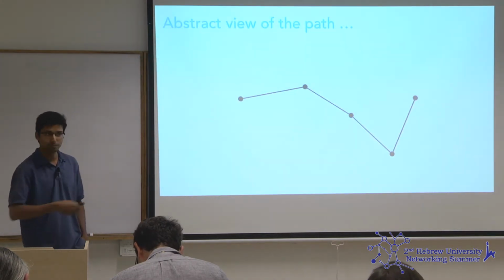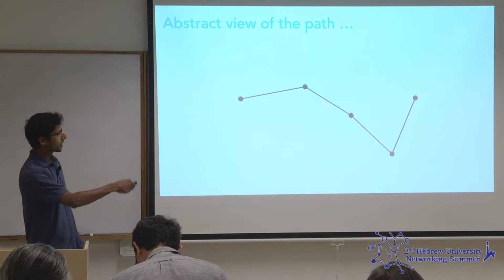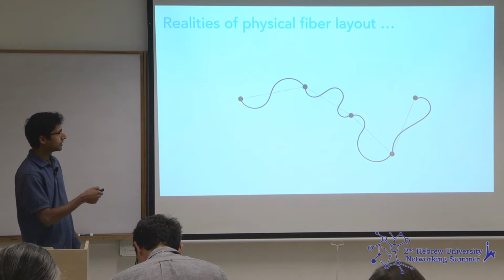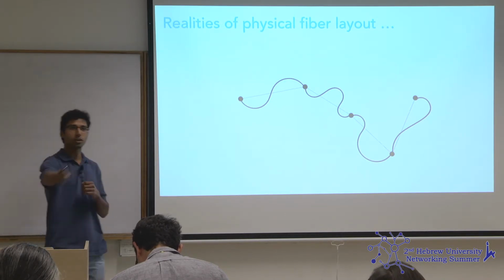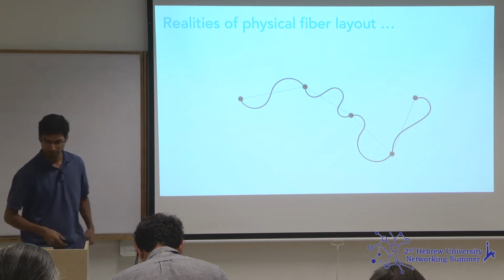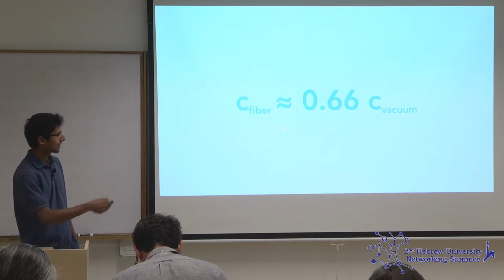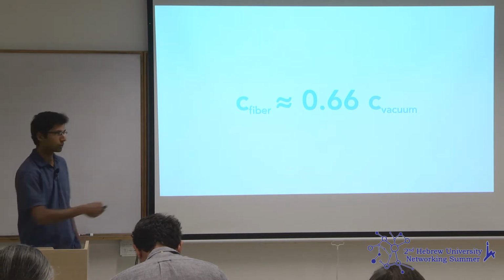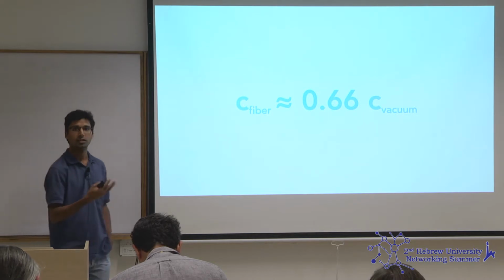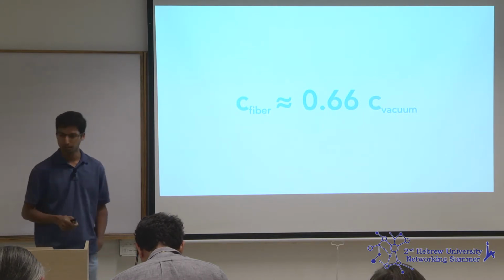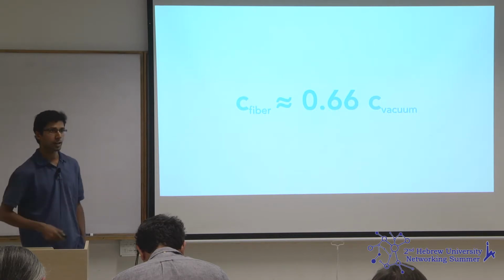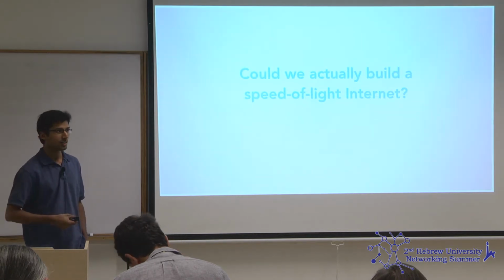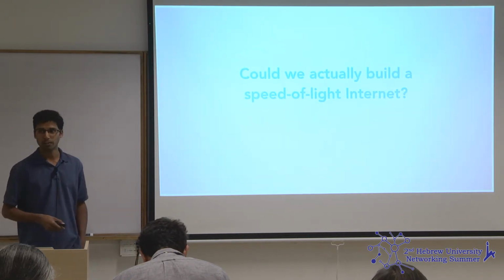Second, even if you do have the shortest internet path, and this is the abstract view of the path you have, the realities of fiber layout are quite different. So between any 2 successive routers, the fiber is not laid along the geodesic in general, right? Lastly, you have the fact that, as was brought up, we are not using vacuum as the primary medium of communication. We are using fiber, and the speed of light in fiber is roughly 2/3, depends a little bit on the fiber itself, roughly 2/3 the speed of light in vacuum. So some of these factors seem quite fundamental. The question arises, could we actually build a speed of light internet?